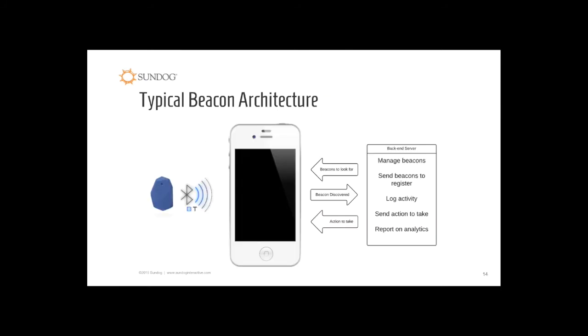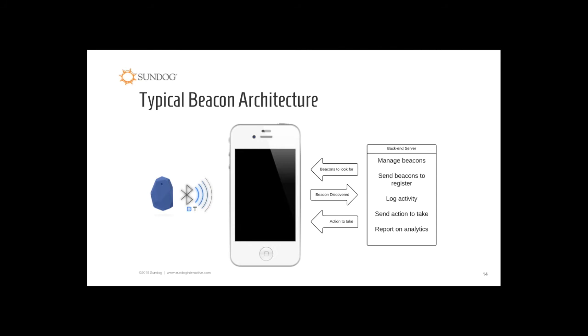Now we're going to get into how typical beacon architecture works. So this is what us at Sundog have found to be the best way to build for beacons. So essentially you have your beacon, you have your mobile device, and then you have a back-end server. While you don't technically need the back-end server to get the beacons to work, that's the best way to provide context and value to your users, as well as allows you to grab analytics.